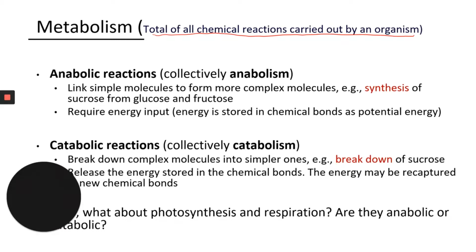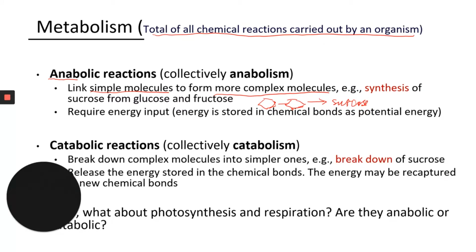There are two groups of reactions in metabolism. The first one is anabolic. So anabolic reactions include all the reactions where more complex molecules are formed from simpler molecules. So for example, synthesis of sucrose from glucose and fructose. So if you remember glucose and fructose, there you go, I didn't draw it very well. They're monosaccharides, and then when you link them together, that produces sucrose, a disaccharide.